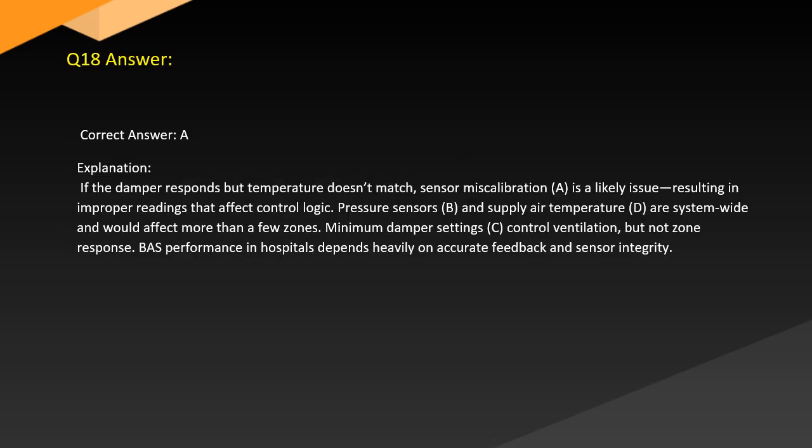Answer. Correct answer: A. Explanation. If the damper responds but temperature doesn't match, sensor miscalibration is the likely issue, resulting in improper readings that affect control logic. Pressure sensors (B) and supply air temperature (D) would affect the whole system, not just a few zones. Minimum damper settings (C) control ventilation but not zone response. BAS performance in hospitals depends heavily on accurate feedback and sensor integrity.